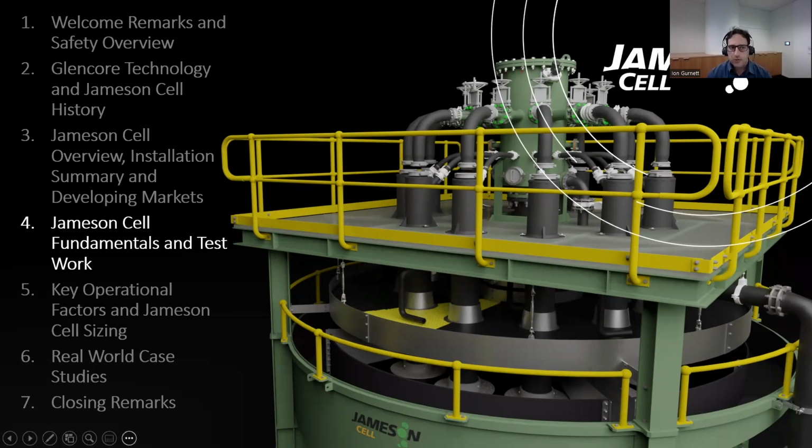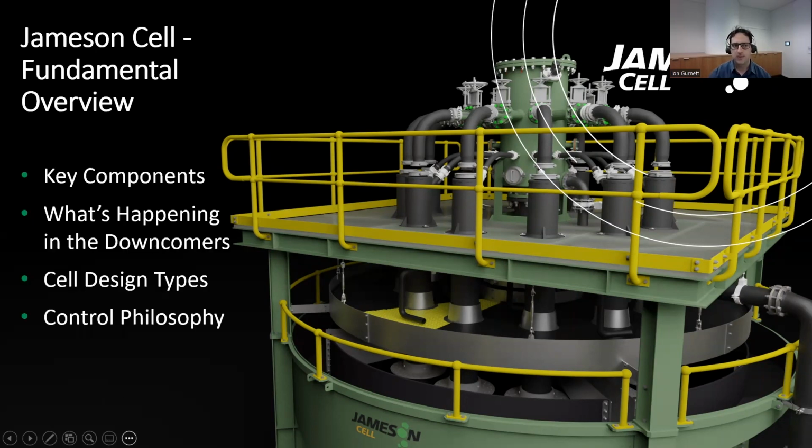Now, I'd like to talk to you about Jameson cell fundamentals and test work. This is a very interesting area, and we'll highlight some of the key things that you need to be aware of on the Jameson cells and how you can take that to a test work level. Key components will be what's happening in the downcomer, different cell designs, and the control philosophy on how they actually operate.